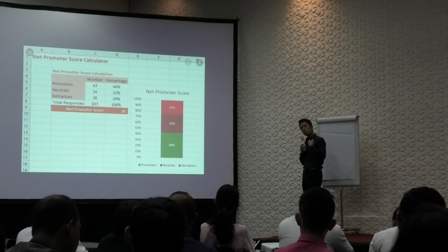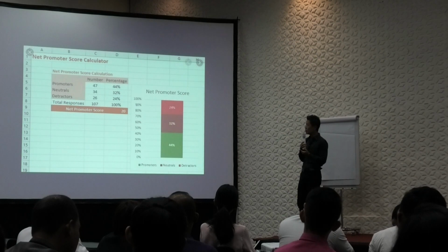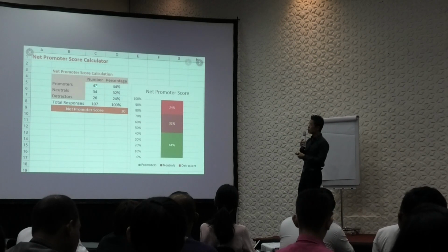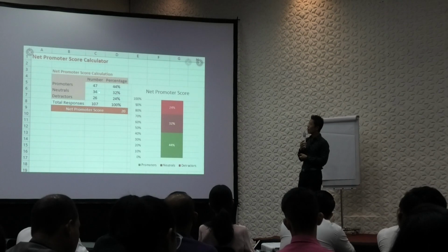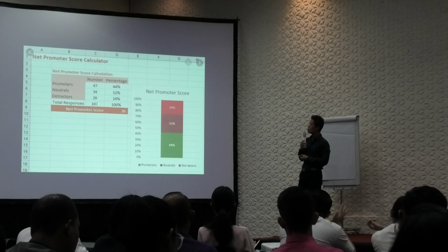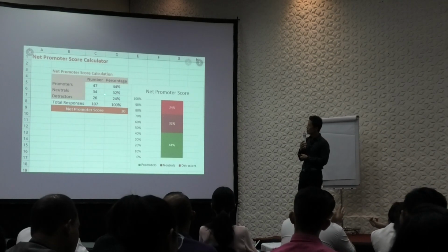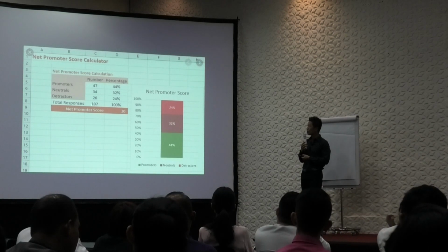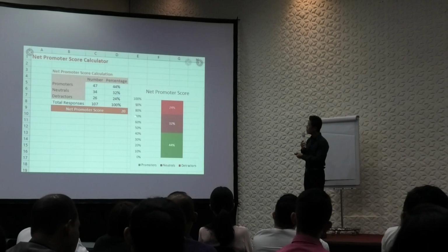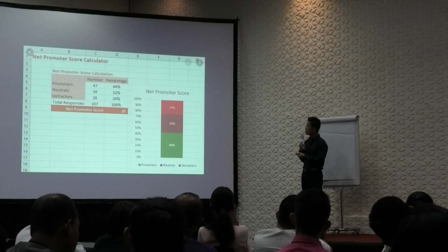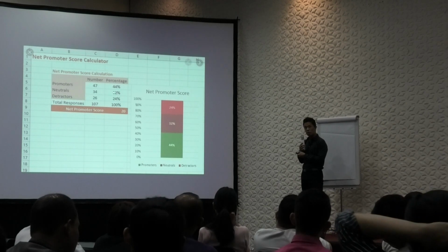So with simple math, we can do 47 divided by 107 times 100 equals 44%. 34 divided by 107 times 100, 32%. 26 divided by 107 times 100, 24%. So we can calculate what is the promoter percentage and what is the detractor percentage, right?